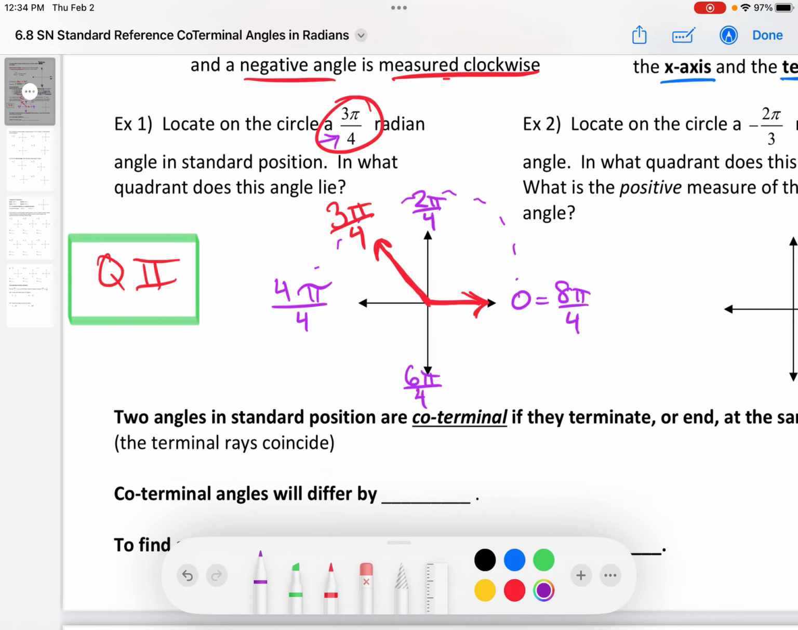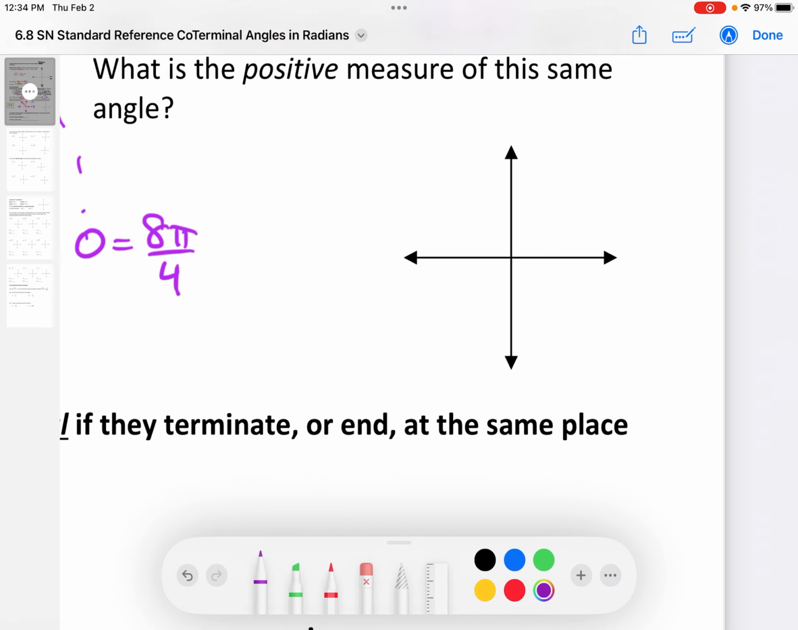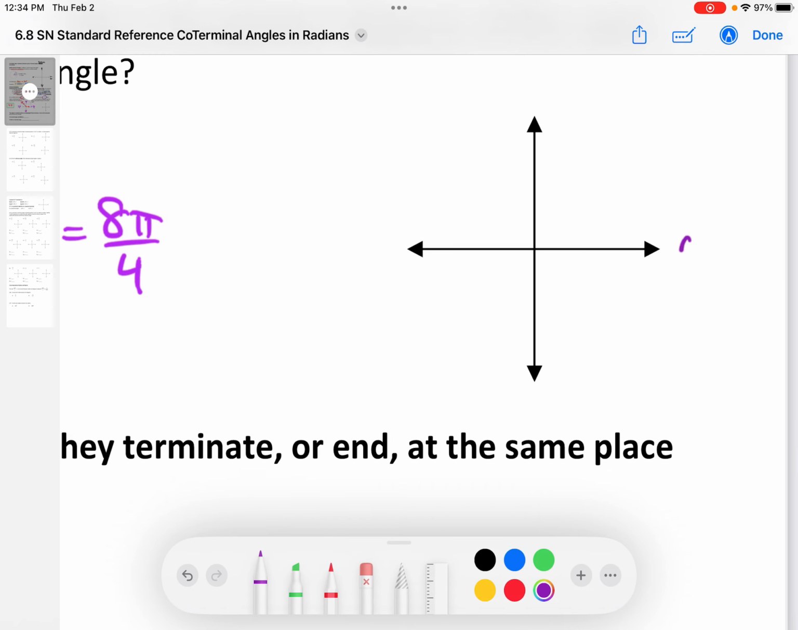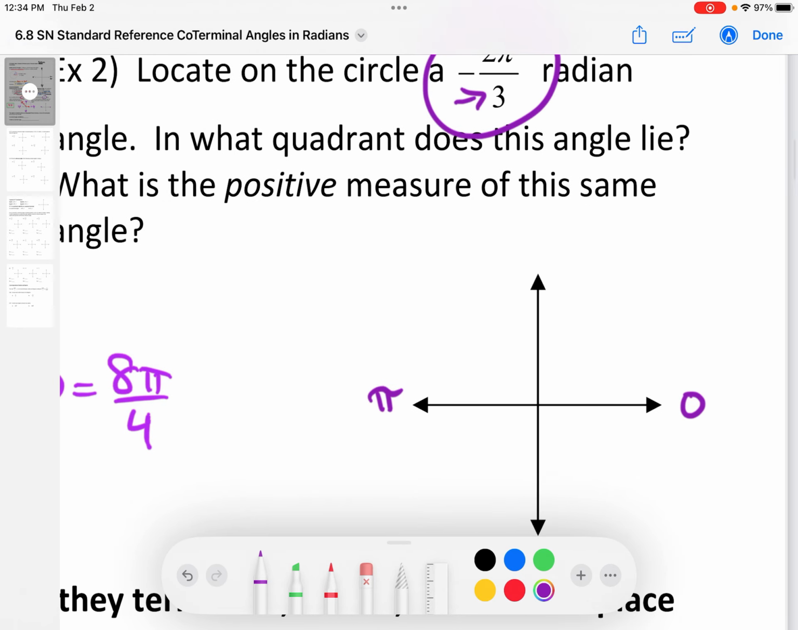Now, let's do this again with example 2. We want to locate negative 2 pi over 3. So that's this being a negative angle. We're going to do the same thing we would do with a negative angle in degrees. We're going to number this axis what feels backwards. So starting on the right is going to be 0. The left is equivalent to pi. Because this denominator is a 3, I'm going to label this as 3 pi over 3, and it's going to be negative.